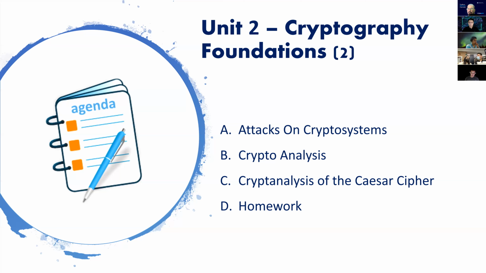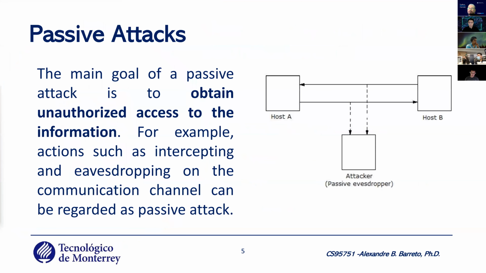So you have two types of attack in crypto systems, or in networks in the general way. The first one is the passive attack. What is the passive attack? In the passive attack, you try to get unauthorized information. You don't have authorization to access the information, but you try.